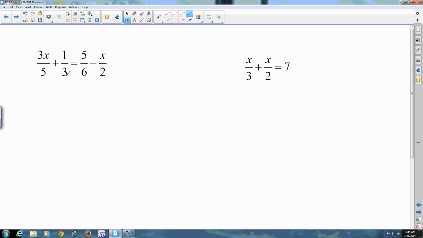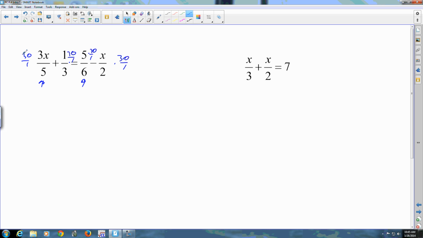What would your LCD be if you looked at this whole thing? I think it's going to be 30. I think you're really focusing on the 6 and the 5, because the 2 and the 3 will fit in the 6. But the 5 won't, so now it's 6 and 5 is 30. Multiply everybody by 30. This times 30, and this times 30.